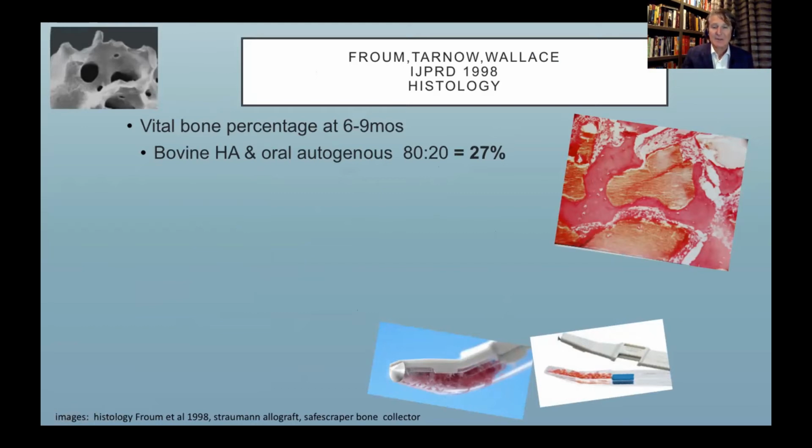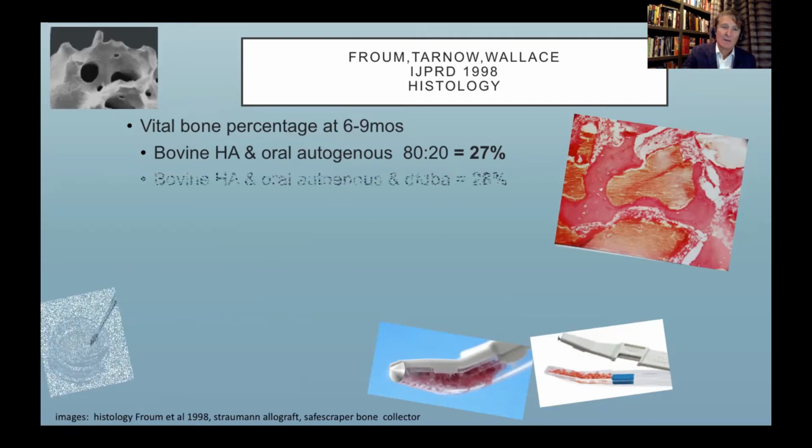The nice thing about this is it only requires 1/5 of the bone to be autogenous. So we don't have to go to the chin anymore like we did in the early days. We were getting 50-50 ratios. We now realize that based on the work of Froome and his group, that we don't need 50-50 ratios. We can have a 1/5 ratio of autogenous bone.